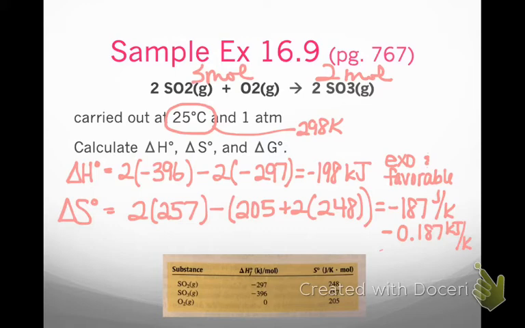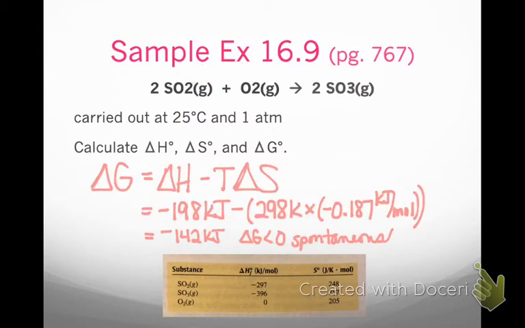Now the last thing I want to do is calculate delta G. Because this is at 25 degrees C, and I calculated delta H and delta S at 25 degrees C, I can use this equation for delta G, delta H minus T delta S, and I can plug in what I know and solve to see if this is spontaneous or exergonic. So here I've done the work for you for calculating delta G, and you can see that I ended up getting a negative 142 kilojoules for delta G. That is less than 0, so this reaction would be spontaneous, or we could also say exergonic. Those kind of words can be used synonymously with each other.